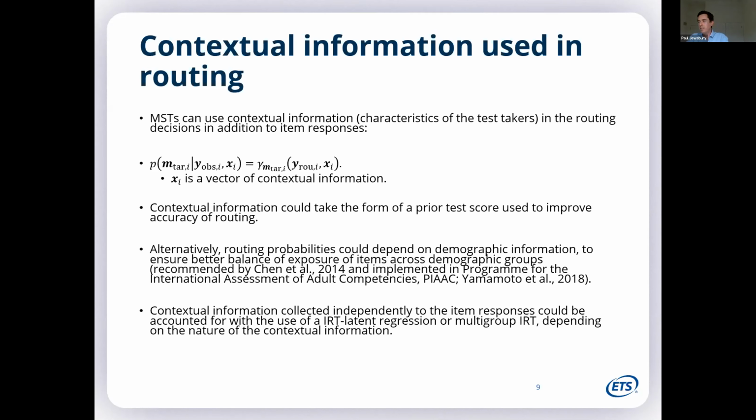So when you have contextual information collected independently to the item responses that have been used in the routing decisions, you can account for that by the use of an IRT latent regression or a multi-group IRT, depending on the nature of the contextual information, in particular, whether xi is a continuous variable or a categorical variable. But it is important to account for that variable that you've used in the routing, that you've used as a determinant of the missing data pattern, in order to properly account for the missing data and avoid biased item parameters.